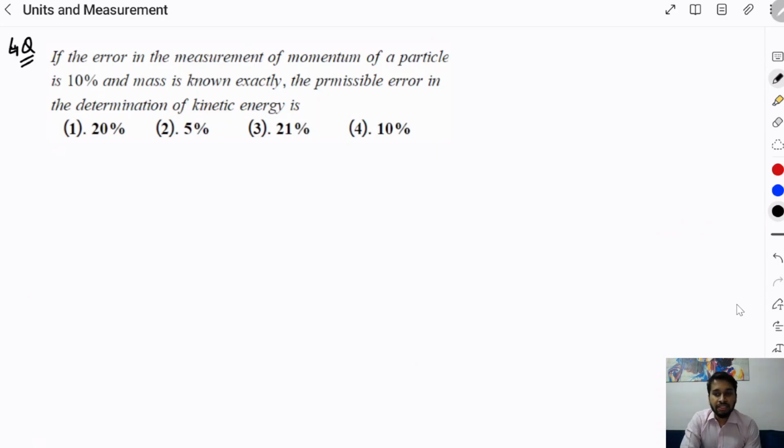So we have seen that earlier the relation that we have seen between errors, that is valid when the individual errors are less than 5%. Okay. Now in the cases where the individual error is more than 5%, how to deal with those cases we will see in this particular question. Okay, so let us see.